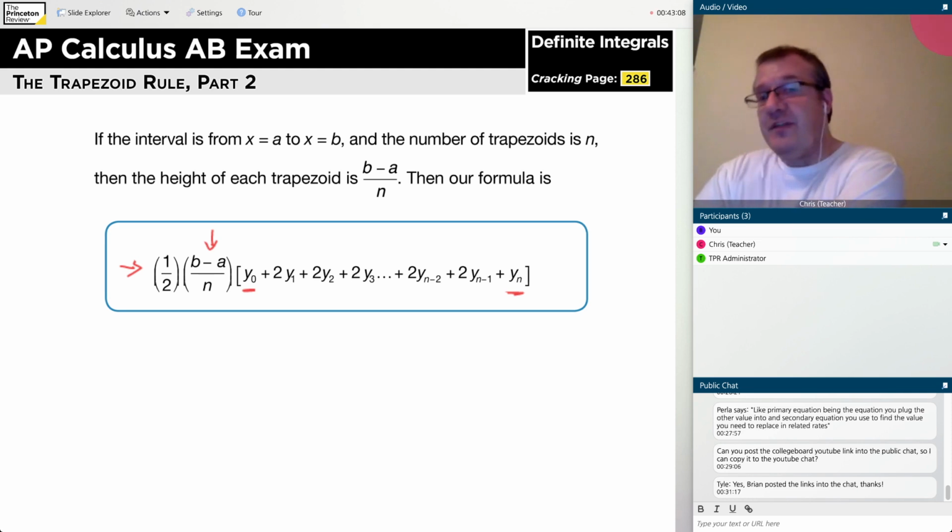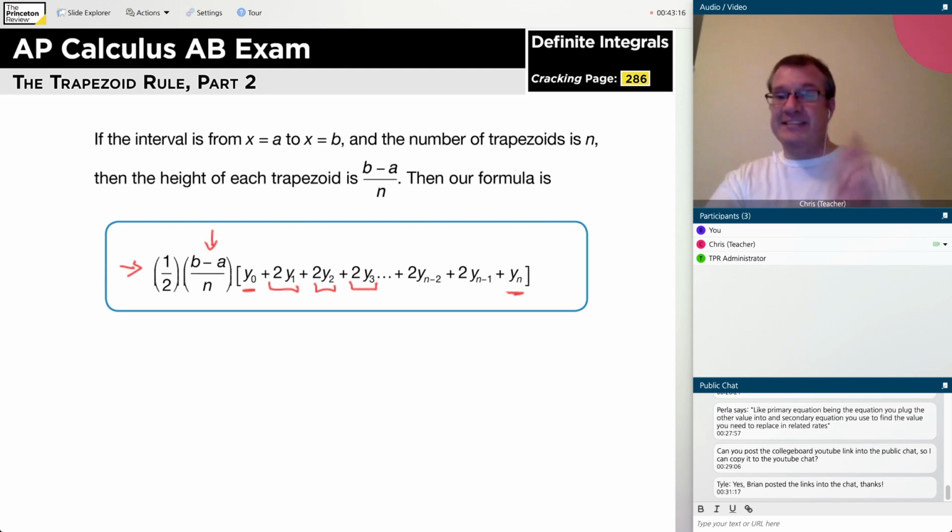But look at the magic in the middle. However many you're going to have, you're doubling all of them. I can't just take the 2 out front because, again, I'm not doing that to the first and the last term, but I have to double everything there. It's going to be what we're able to do to get our closest area approximation.